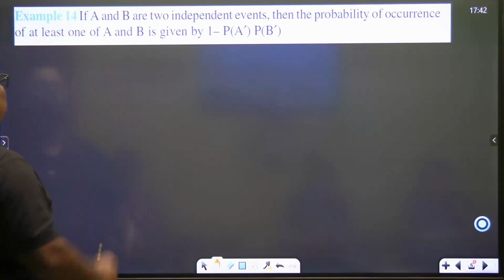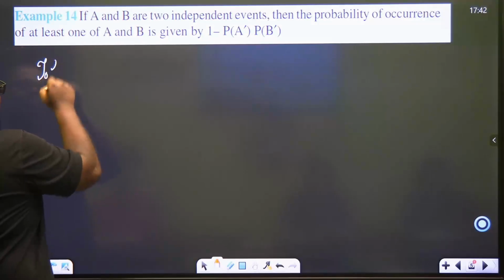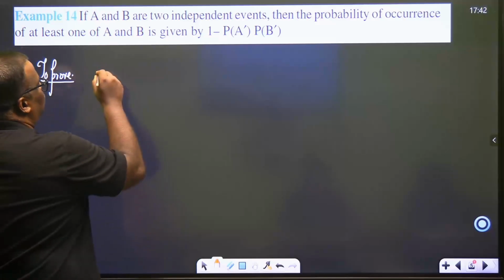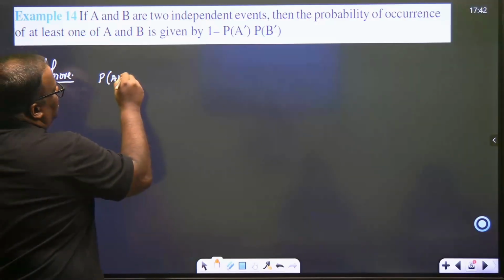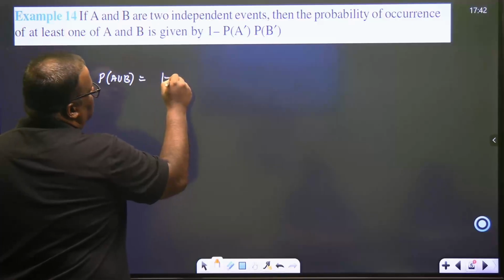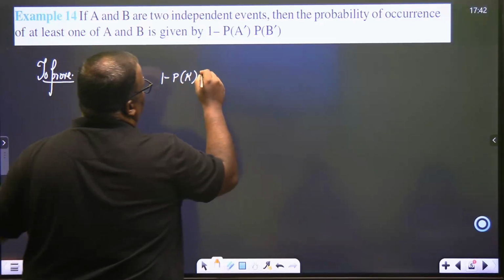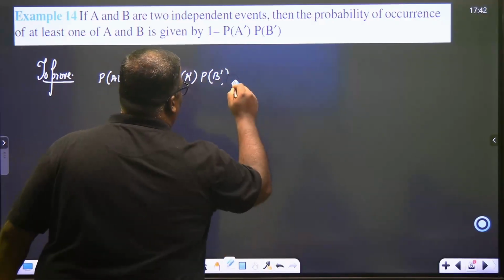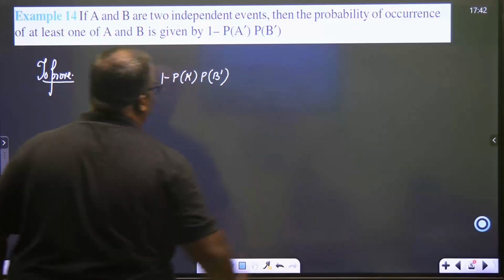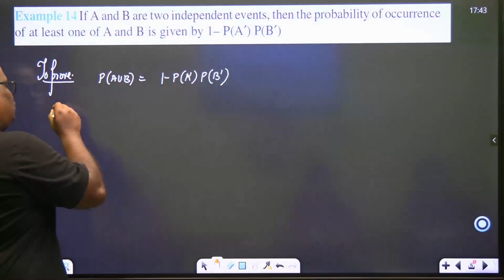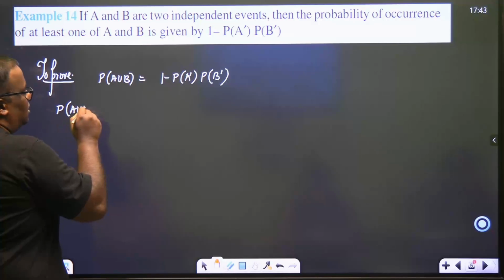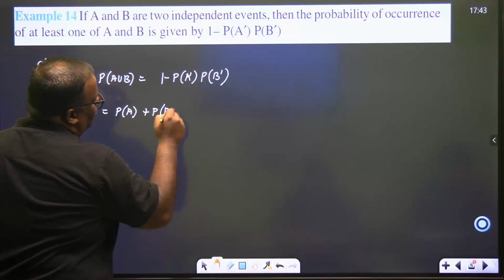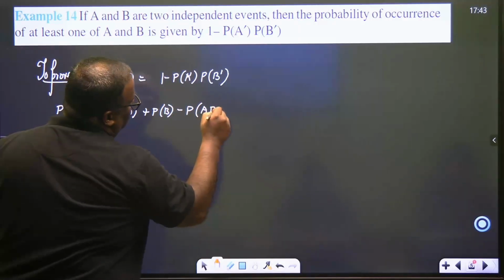So they are asking you to prove, for at least one of A and B, that P of A union B is equal to 1 minus P of A complement into P of B complement. It's just plain algebra, nothing more than that. We will get it done in one go, or in two goes. Let's write the formula of P of A union B from set theory. It should be P of A plus P of B minus P of A intersection B.